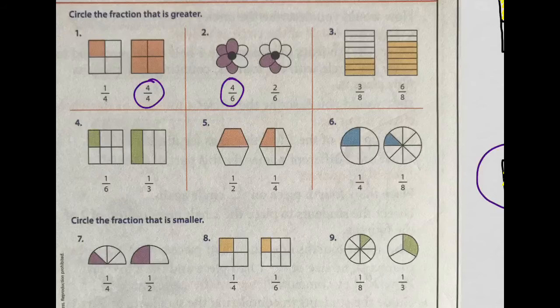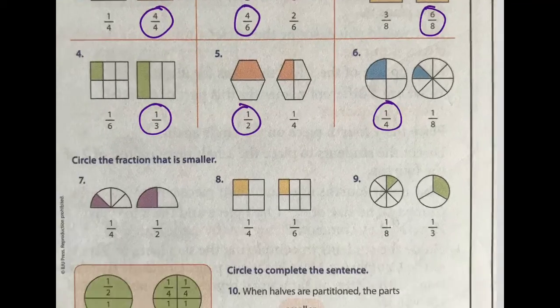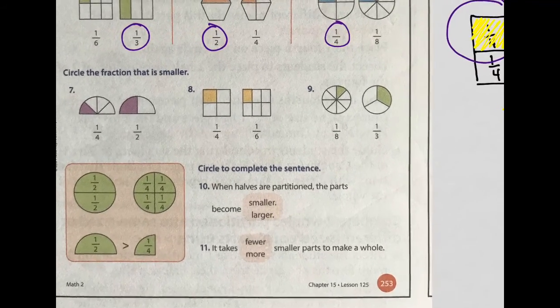All right, number 3, 6/8 is greater. Number 4, 1/3 is greater. 5, 1/2 is greater. And number 6, 1/4 is greater. All right. So now we're going to move to the next part.